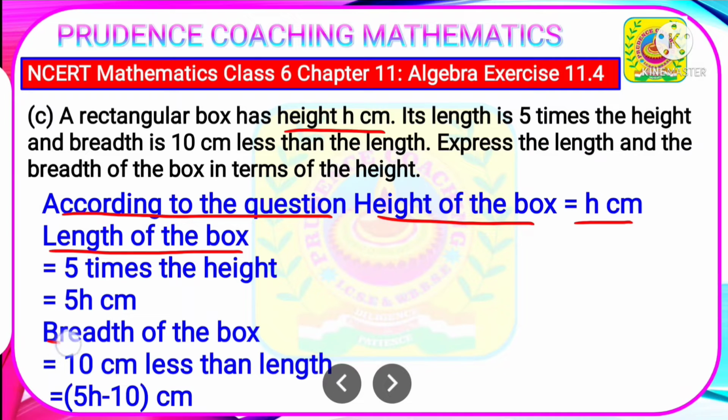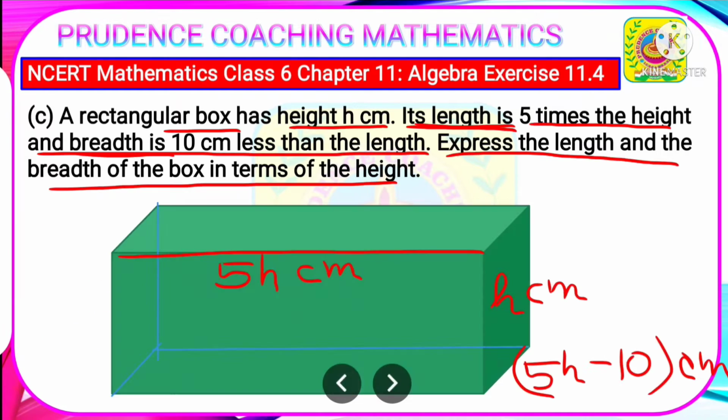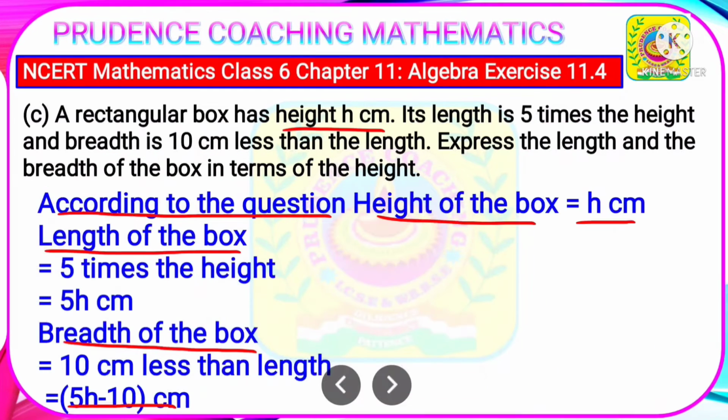And now we need to calculate the breadth of the box. That will be 10 centimeter less than the length as it is given in the question. So length is this one. From length, that is 5h, we need to subtract 10 because 10 centimeter less. So 5h minus 10 centimeter will be the breadth of the box. Along with this, I will suggest you to draw this particular figure.